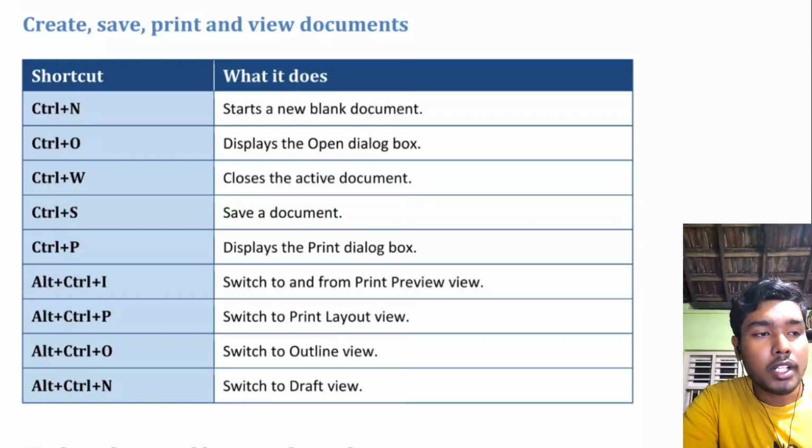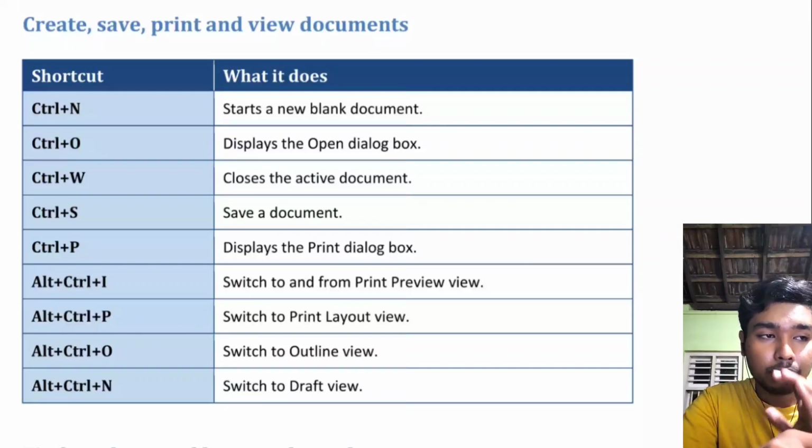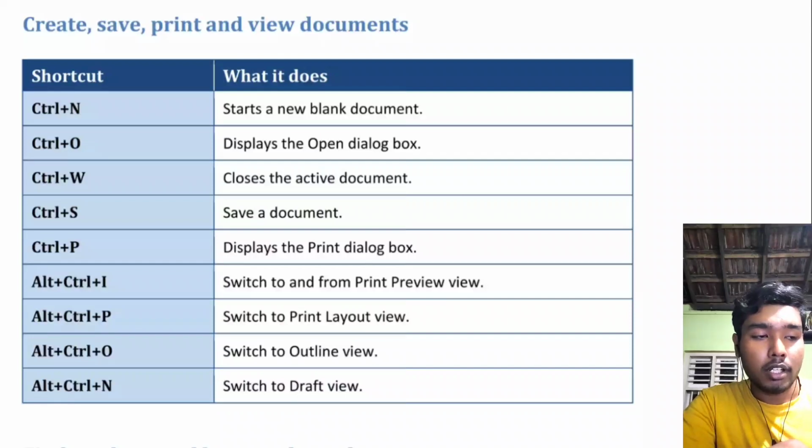Next one is Alt plus Control plus I. It switches to and from print preview view. For viewing the print preview, we can use Alt plus Control plus I. Remember that we have to type these keys in the same manner: Alt plus Control plus I, otherwise it won't work.